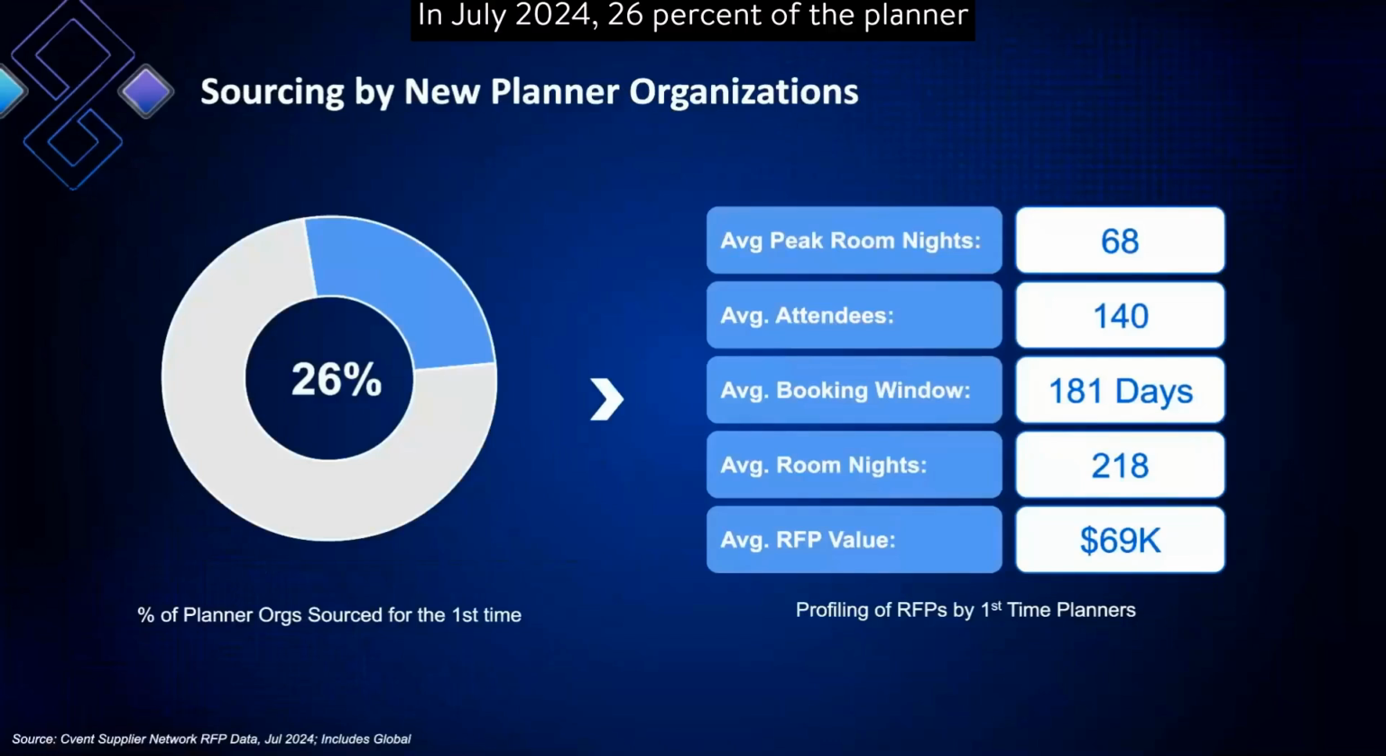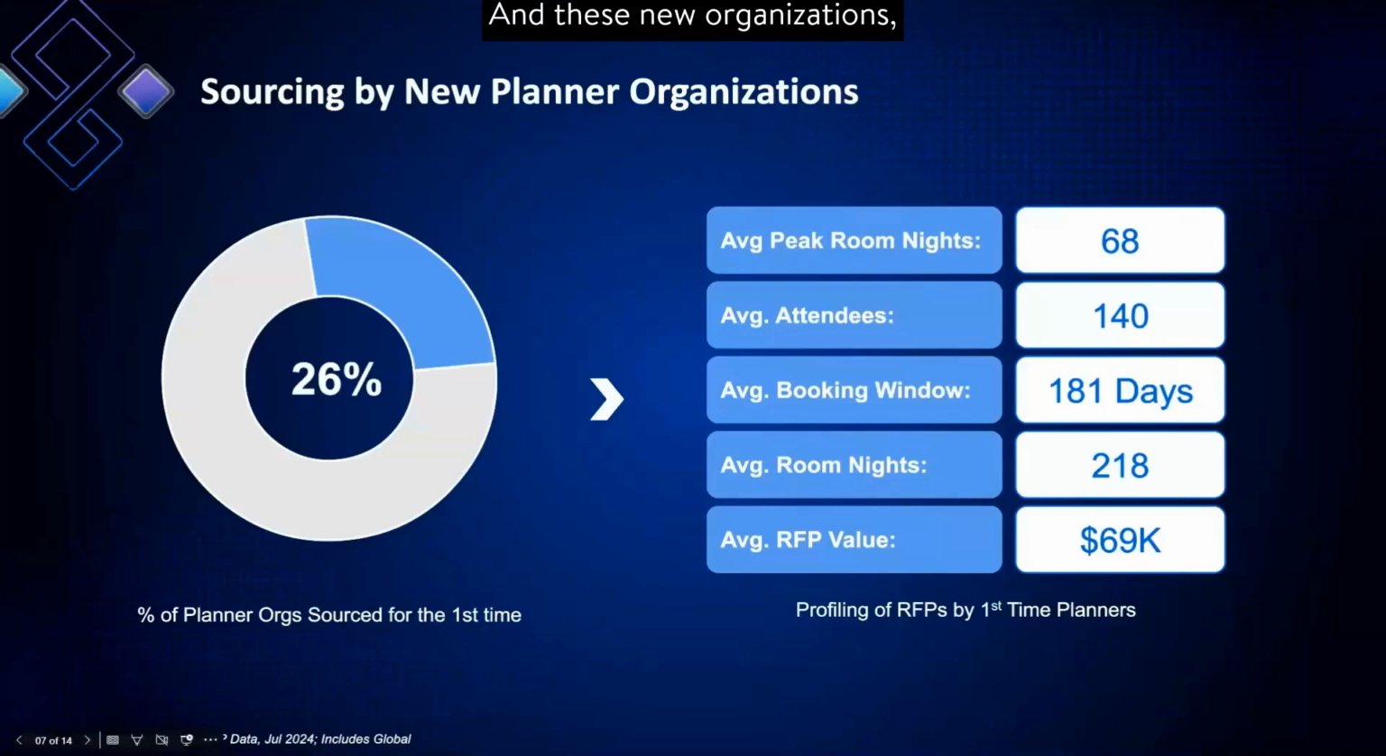In July 2024, 26% of the planner organizations sourcing through Cvent are new. They're new to the Cvent supplier network. They're new organizations in our system. And that goes to show you that there's a lot of new players in the event space.